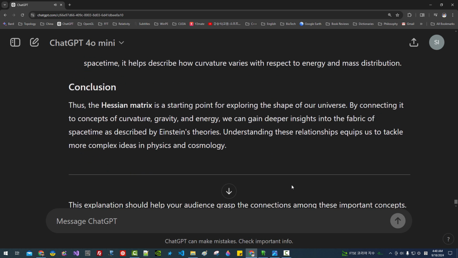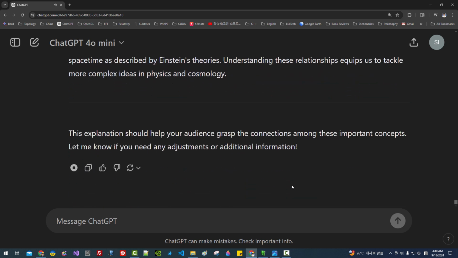Conclusion. Thus, the Hessian matrix is a starting point for exploring the shape of our universe. By connecting it to concepts of curvature, gravity, and energy, we can gain deeper insights into the fabric of spacetime as described by Einstein's theories. Understanding these relationships equips us to tackle more complex ideas in physics and cosmology. This explanation should help your audience grasp the connections among these important concepts. Let me know if you need any adjustments or additional information.